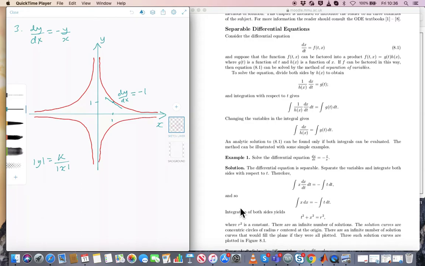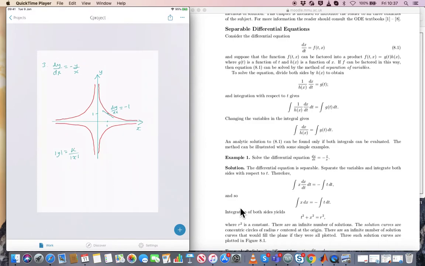In this case, we have dy by dx is minus y over x. Again, we found the solution mod y is k over mod x. I've just drawn a few solution curves here. You can see they are hyperbolae. Again, when x is 1 and y is 1, you can see that we get dy by dx is equal to minus 1. So this is a way to find the solution curves for these separable differential equations, and we will come back to these solution curves later when we look at linear differential equations.